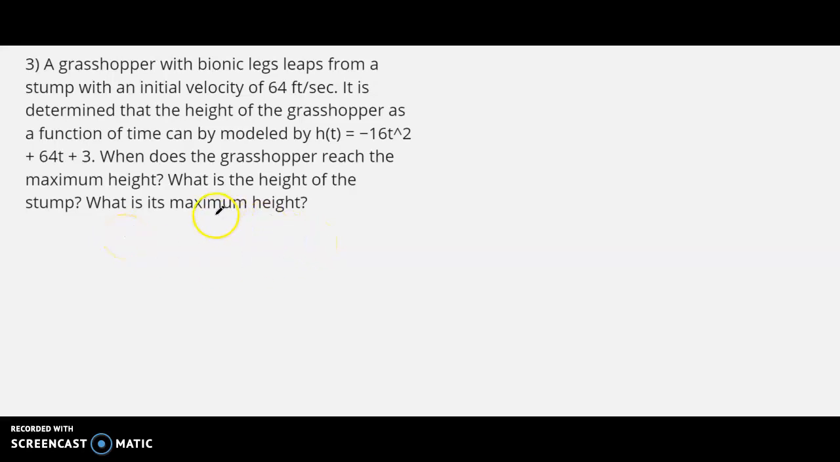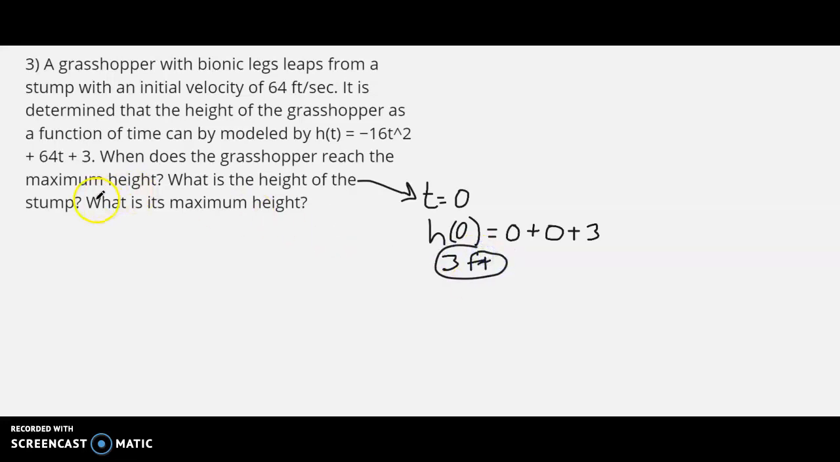Okay. The stump is where he starts. So we can answer that second question. That's going to be t equal to 0. So if we just do h of 0 and plug that in, negative 16 times 0 squared, 0, 64 times 0, 0, and we have that 3. The height of the stump is 3 feet. Okay, so we got that taken care of.